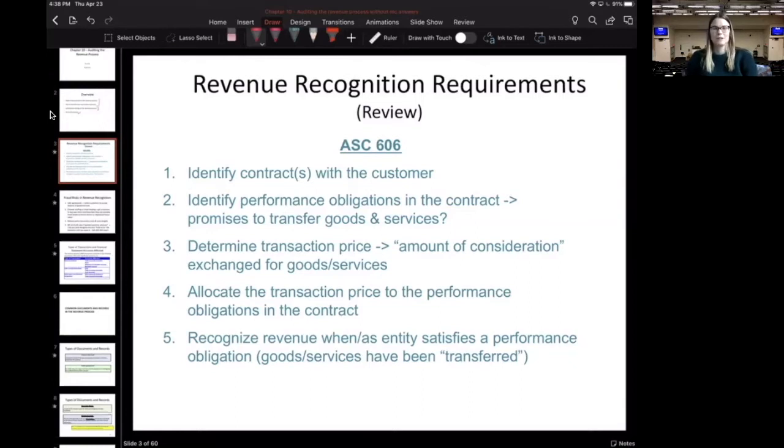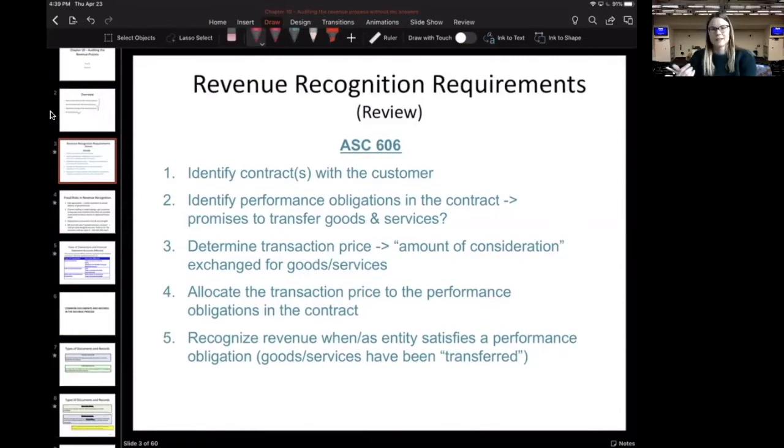But basically, it's all these things like identify the contract, figure out the performance obligations, figure out the transaction price, and then you can finally recognize the revenue when you've really satisfied your performance obligation, when you shipped those goods off, etc.